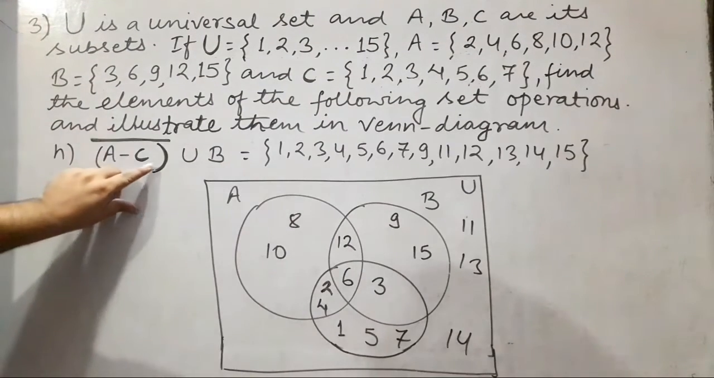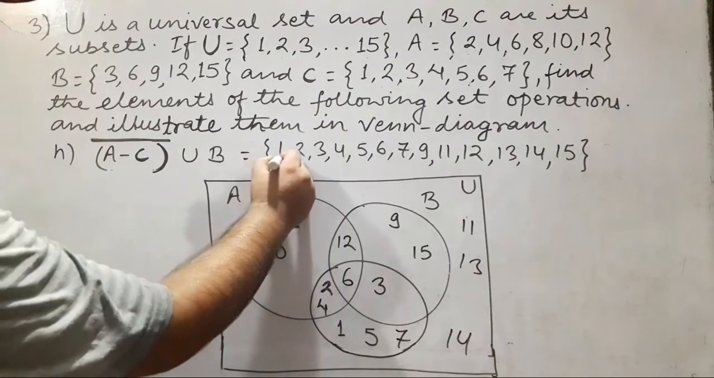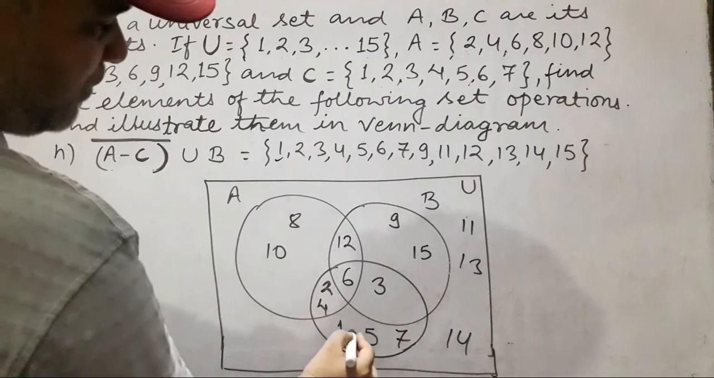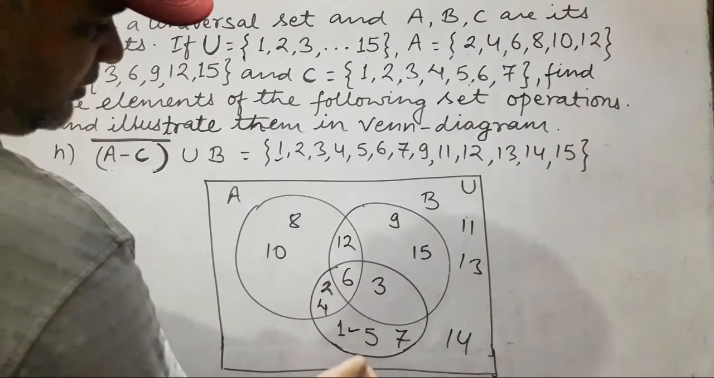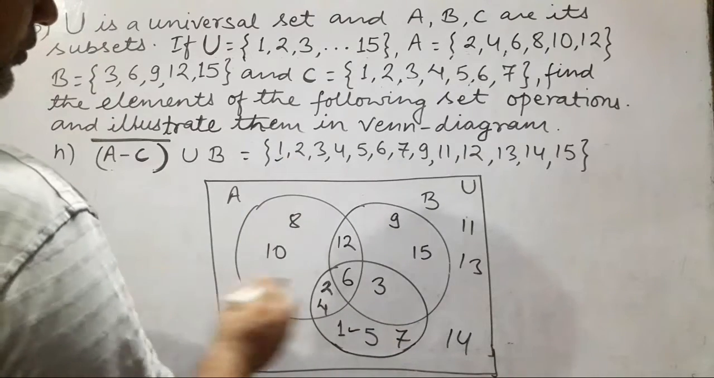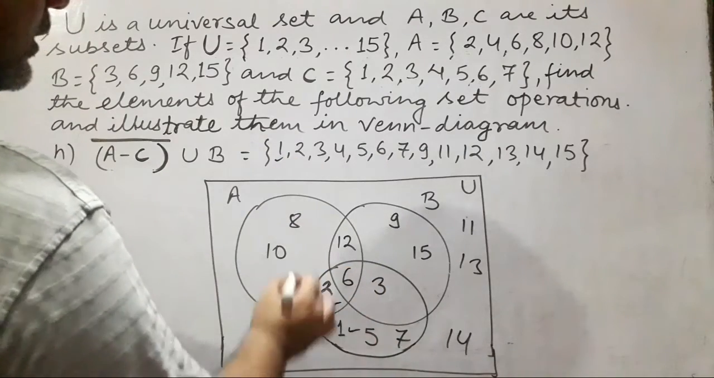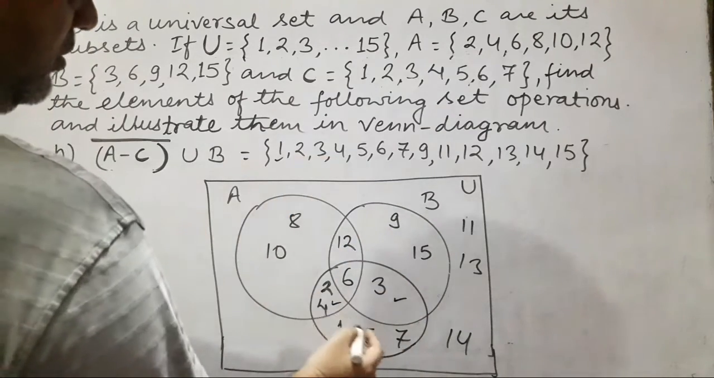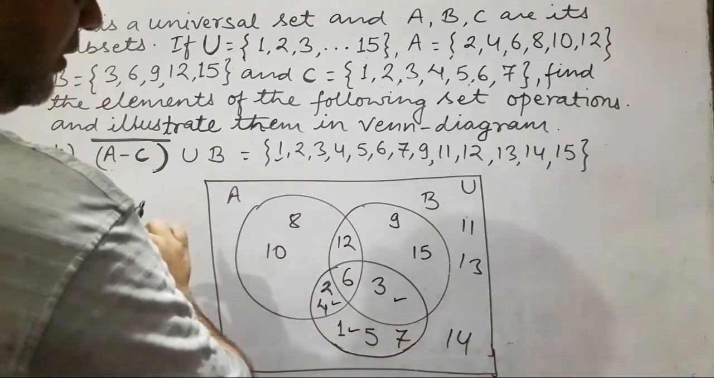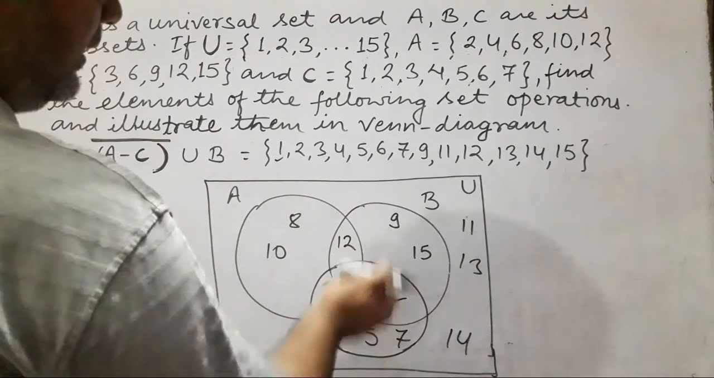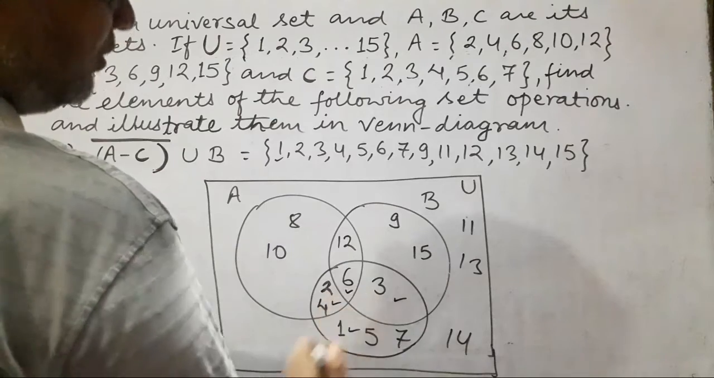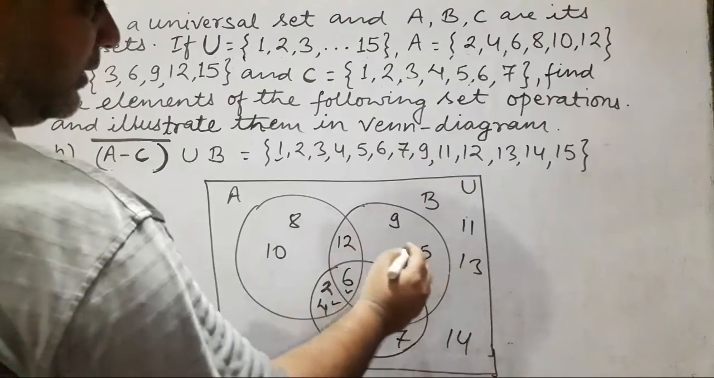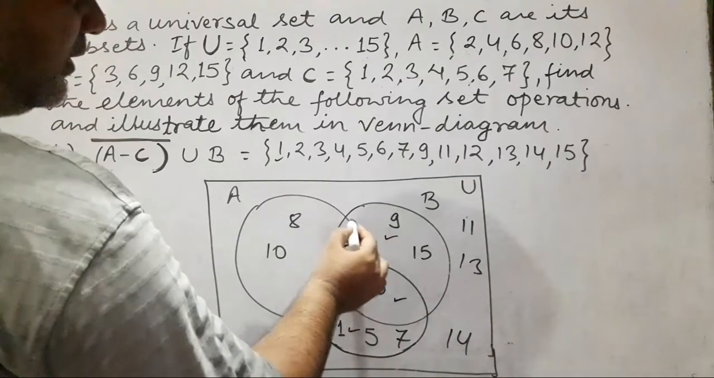Now we shall see the Venn diagram. Let's see the parts containing these elements. 1, this part. 2, this part also. 3, this part also. 4, the same part. 5, this part already chosen. 6, this part also. 7, already taken. 9, this part also. That means this part.